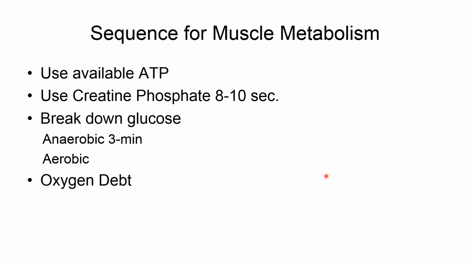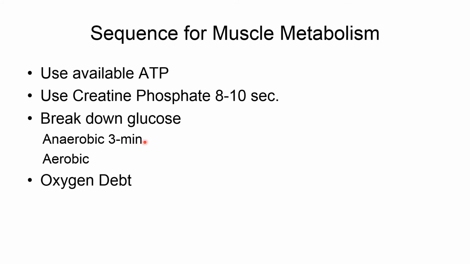The reaction occurs very rapidly and is able to maintain ATP levels as long as creatine phosphate is available in the cell. During intense muscular contraction, however, creatine phosphate levels are quickly exhausted. ATP and creatine phosphate present in the cell provide enough energy to sustain maximum contraction for 8 to 10 seconds. Then the second source of energy is the breakdown of glucose through anaerobic respiration.